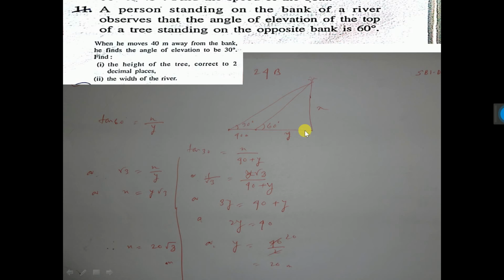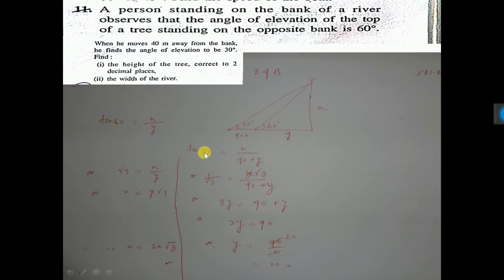Height of the tree I consider x, width of the river I consider y. Then tan 60 equals perpendicular by base, that is x by y. Tan 60 value is root 3, put here. Then cross multiply, x into 1, so x equals root 3 y.